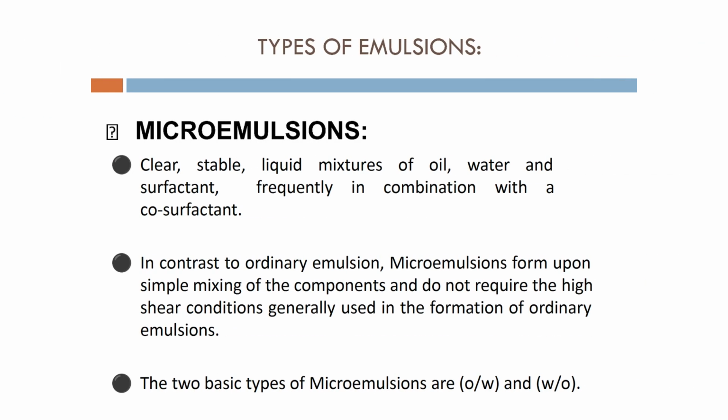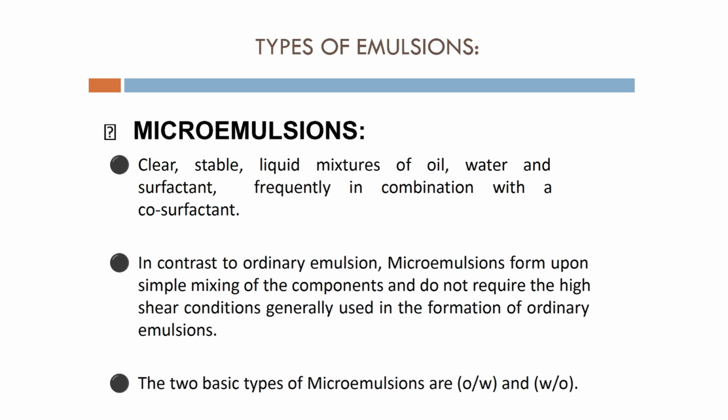Following this, we'll discuss microemulsions. Microemulsions are clear, stable liquid mixtures of oil, water, and a surfactant, which is an emulsifier frequently used with a co-surfactant. Here's the amazing part. Unlike ordinary emulsions which often need vigorous shaking or high-shear mixers, microemulsions form spontaneously upon simple mixing of the components. The two basic types of microemulsions are, just like macroemulsions, oil in water and water in oil.